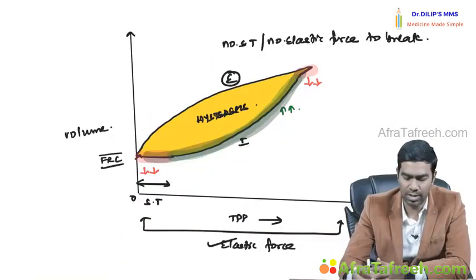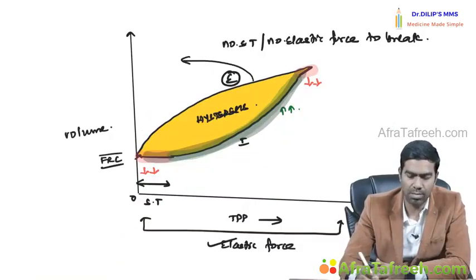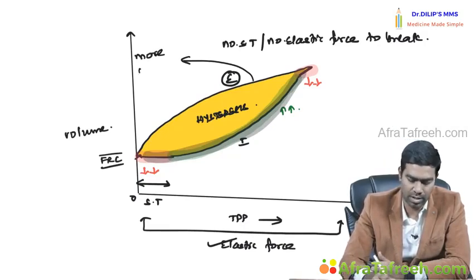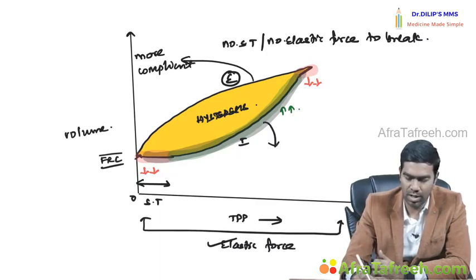So that is why you can see the expiratory limb is closer to the y-axis, which means the lung in expiration is more compliant compared to the lung in inspiration, which is closer to the x-axis, which means it is less compliant. You can clearly see this fact, which I told you already. Lung in expiration is more compliant than the lung in inspiration. Clear?